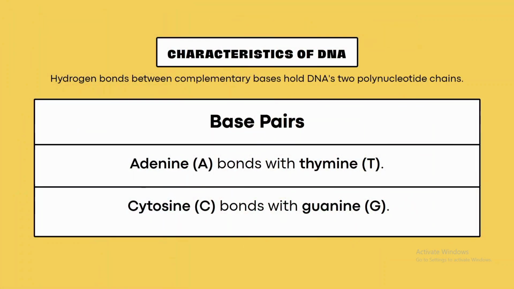Characteristics of DNA. Hydrogen bonds between complementary bases hold DNA's two polynucleotide chains together. In base pairs, adenine bonds with thymine with a double hydrogen bond, and cytosine bonds with guanine with a triple hydrogen bond.